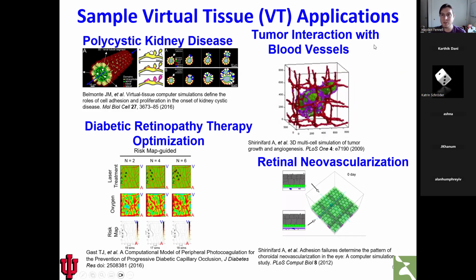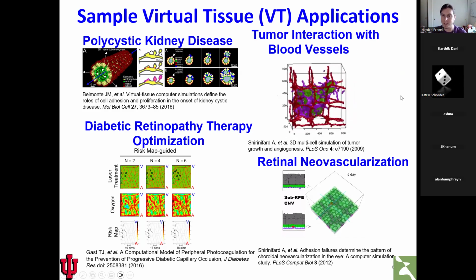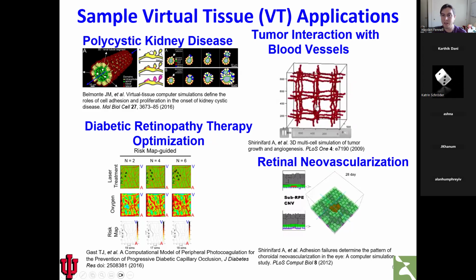It's also been used to look at tumor interaction with blood vessels. So how, as the tumor is growing within vasculature, it disrupts the vasculature and how it saps nutrients from it as well.